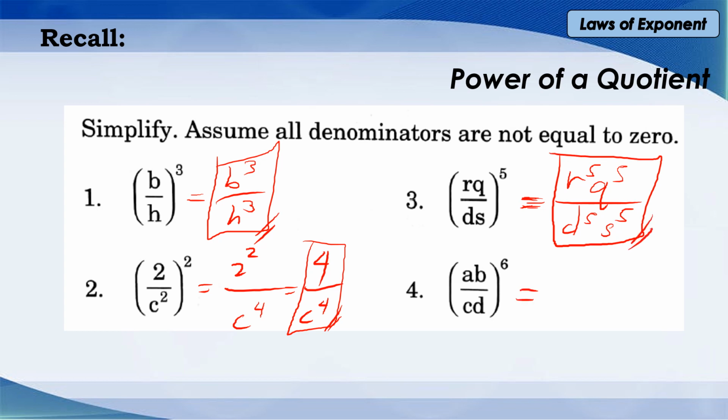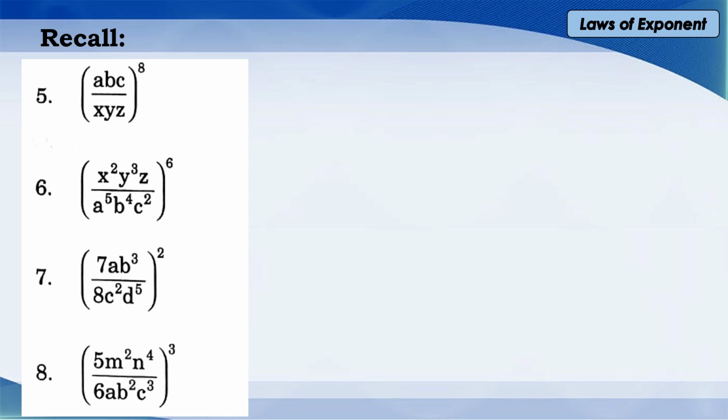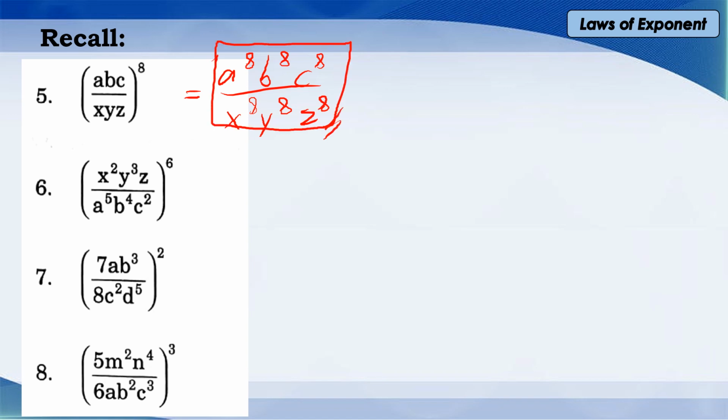Yan. Then next, number 4, we have a raised to 6, b raised to 6, all over c raised to 6, and then d raised to 6. Basta lahat ng elements sa loob ng parenthesis ay magkakaroon ng exponent, kung ano man yung nasa labas ng parenthesis na exponent. Okay, let's try solving this. Example again, we have 5, 6, 7, 8. Number 5 ay a raised to 8, b raised to 8, c raised to 8 over x raised to 8, y raised to 8, then z raised to 8. This is our answer na.